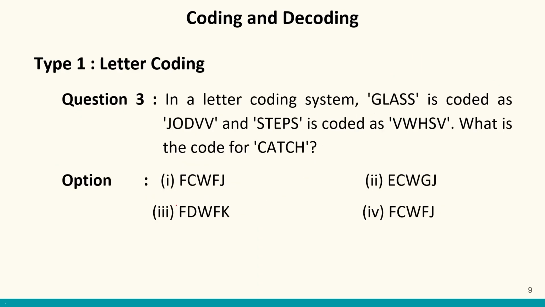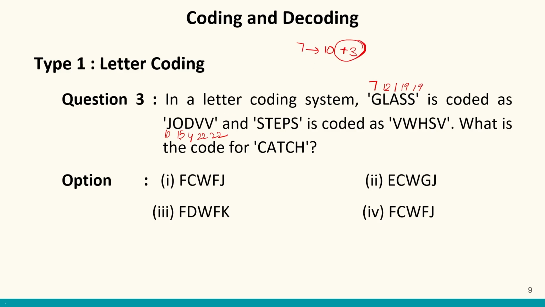Then let us look at this question. Over here, let us follow the same procedure. In glass, G is ranked at 7, L is ranked at 12, A is ranked at 1, S is ranked at 19. So it is coded as JODVV. J we know is coded as 10. This is coded as 15. D is coded as 4. V is coded as how much? 22. So here I can see from 7 we are moving to 10. So there is an addition of 3 positions.